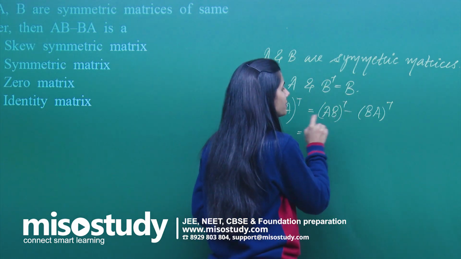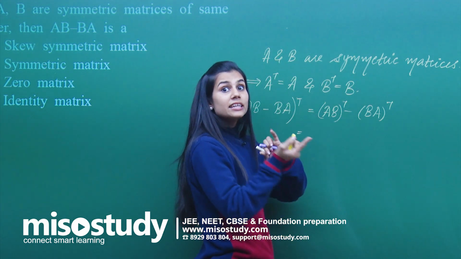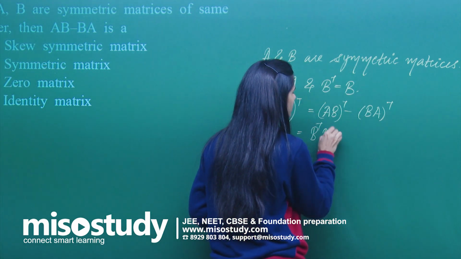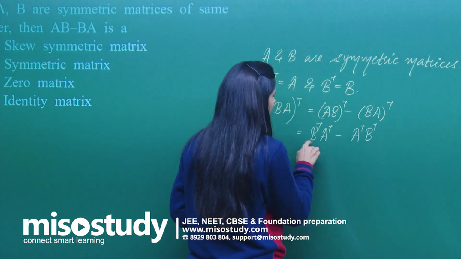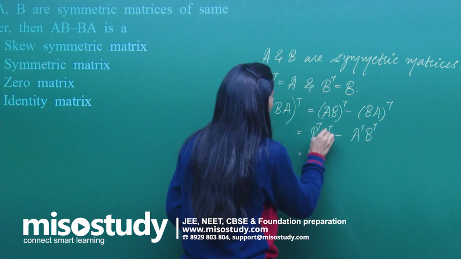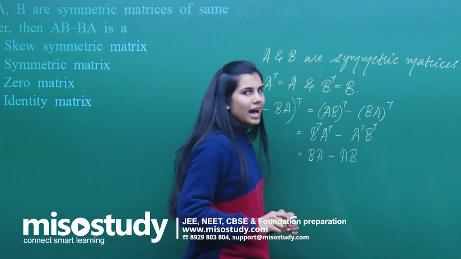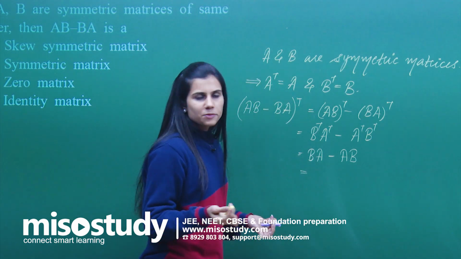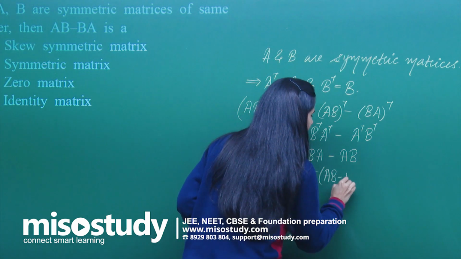Now transpose of the product is product of the transpose of the individual matrices taken in reverse. The reversal law of transpose. So this will be B transpose into A transpose and this will be A transpose into B transpose. But A transpose is A, B transpose is B. I have got BA minus AB, which is definitely not equal to AB minus BA. I can write this as minus of AB minus BA.